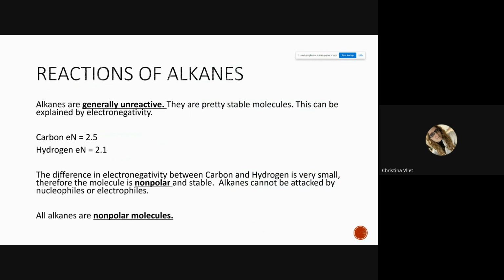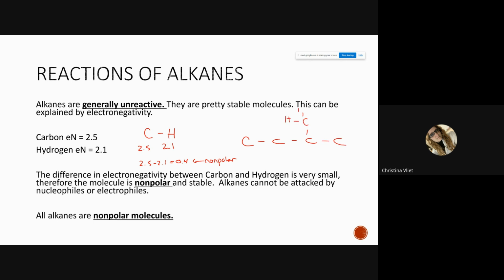So, reactions of alkanes. I've already said all this, but you should note that alkanes are generally not reactive. They tend to be very stable. And this is mainly explained through electronegativity. You do not have to memorize electronegativity values, but what you should know is that the electronegativity difference between carbon and hydrogen is 0.4, which falls into the non-polar range. And because that falls into the non-polar range, no matter how small or how large your alkane is, it's still non-polar.